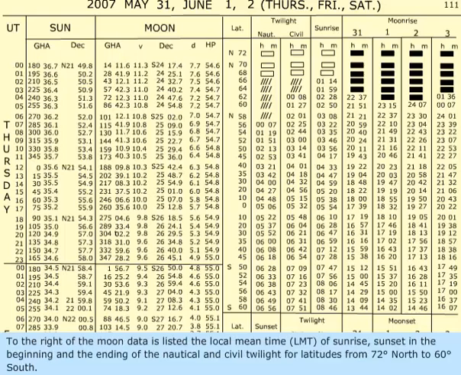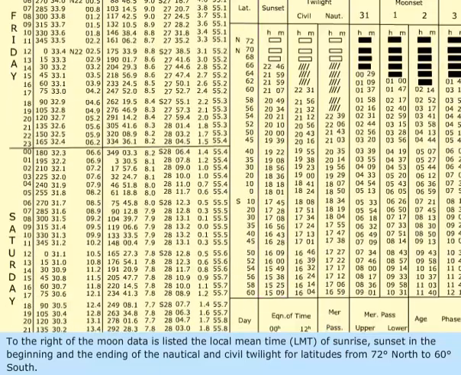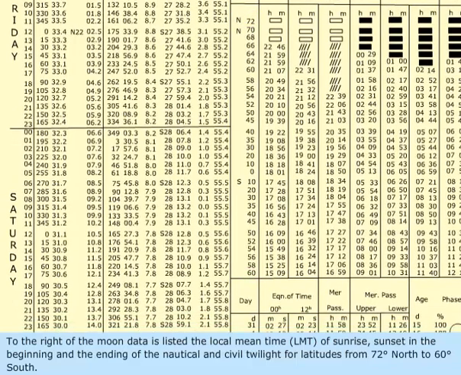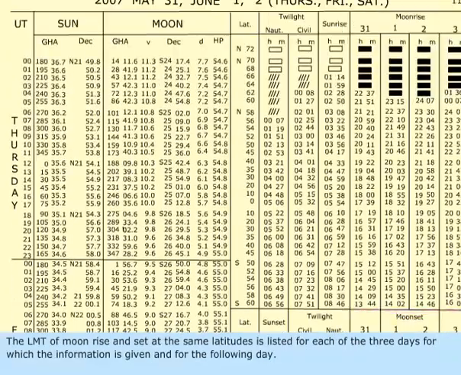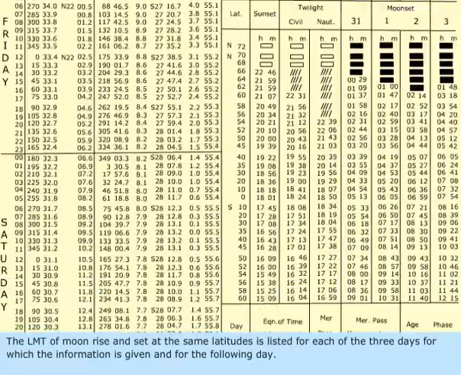To the right of the Moon data is listed the local mean time, LMT, of sunrise, sunset, and the beginning and ending of nautical and civil twilight, for latitudes from 72 degrees north to 60 degrees south. The LMT of moonrise and moonset at the same latitudes is listed for each of the 3 days for which the information is given and for the following day.